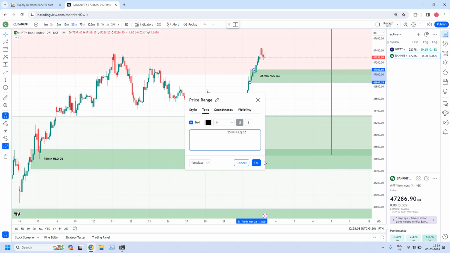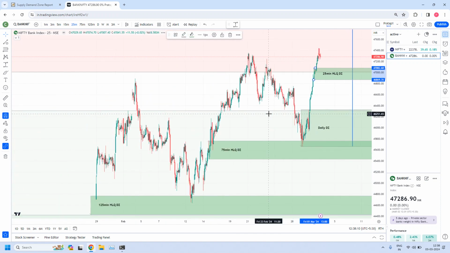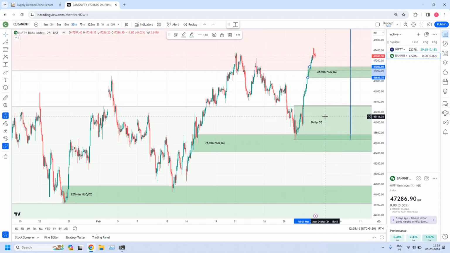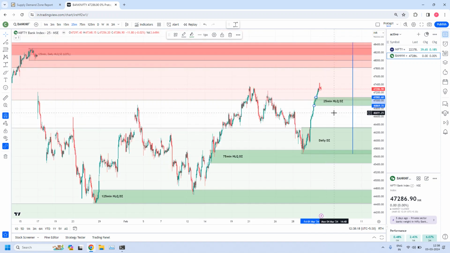So, 25 minutes high liquidity demand zone. Probably these levels will play on Monday, either 15 minutes or 25 minutes. They are the immediate support. High liquidity zones are immediate support during intraday on Monday.